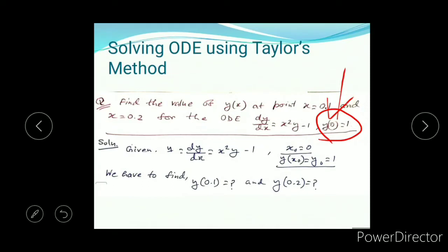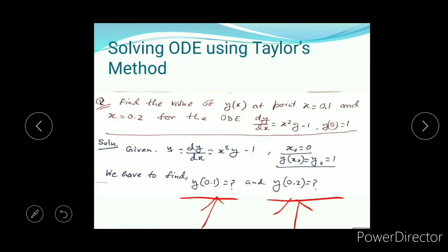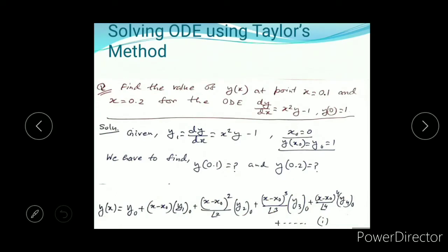that 0 is the initial value of x. So the initial value of x is x0. So we can write x0 equals 0 and y0, that is y of x0, equals 1 as it is given. Okay, so these things are given, and according to this we have to find y(0.1) and y(0.2). So this 0.1 and this 0.2 are the instances of x. Let us check how to do that.